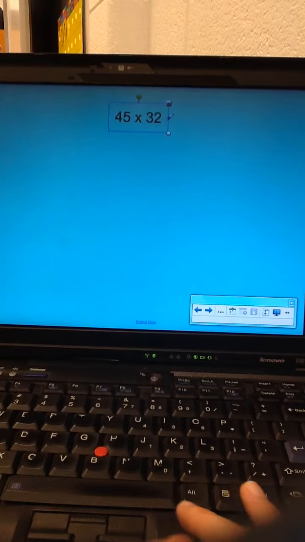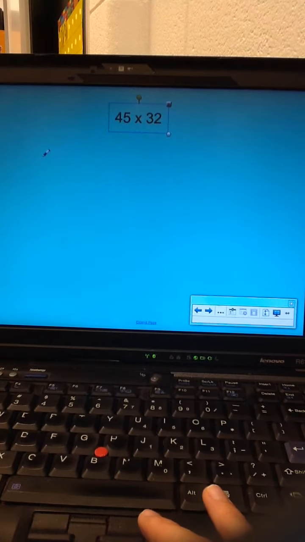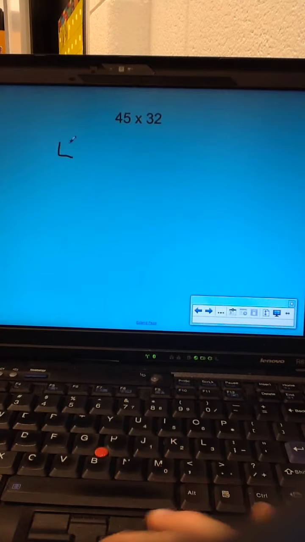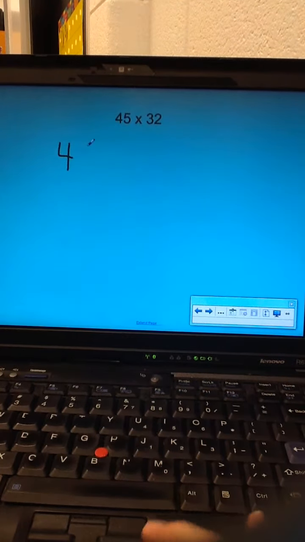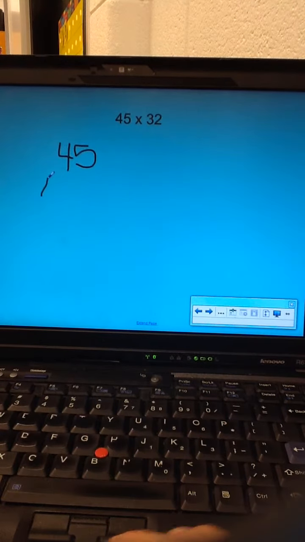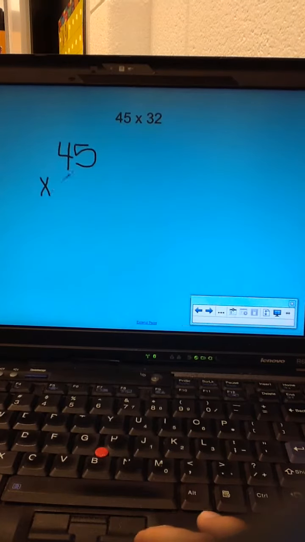First thing I'm going to do, this problem is written horizontally, so I'm going to rewrite it vertically. So I'm going to write 45 times 32.